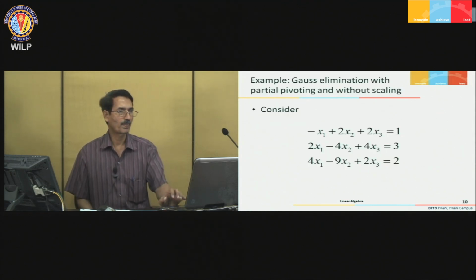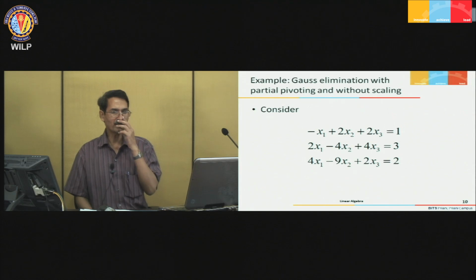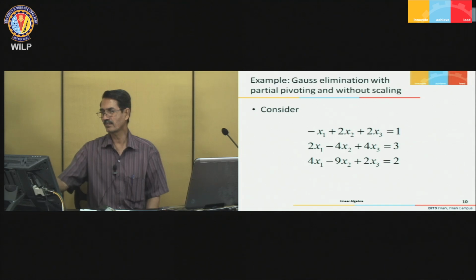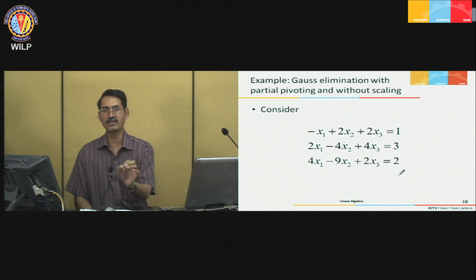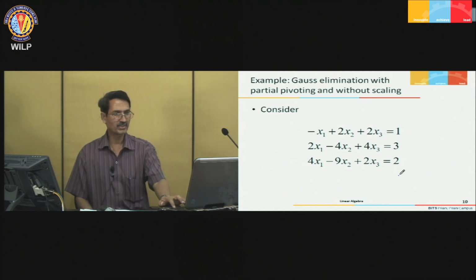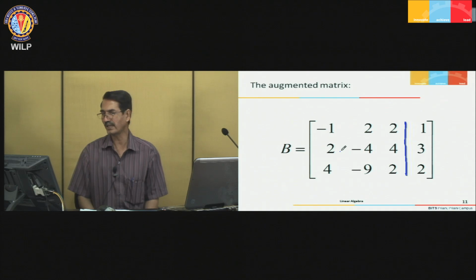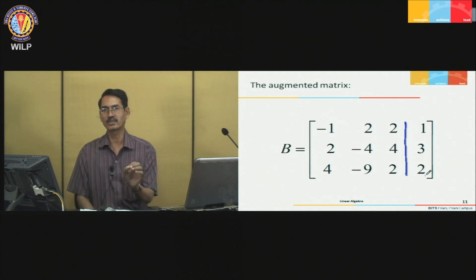Let us see one example. Gauss elimination method with partial pivoting and without scaling. Without scaling, I shall explain in a short while, but not at this stage. So this is the matrix, three equations, 3 unknowns, it is given to us, and we want to solve this. What is the first step? First step is to write the associated augmented matrix B. Look at here, this is the augmented matrix B. Up to here, it is the coefficient matrix A, and this is 1 3 2, it is B1 B2 B3. So the augmented matrix is known to us at this stage.